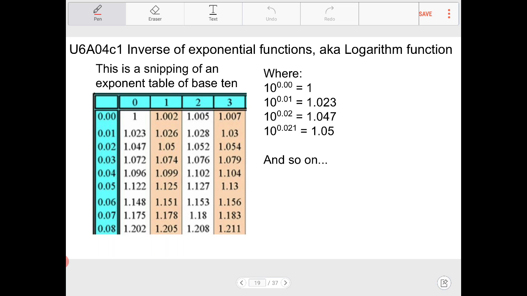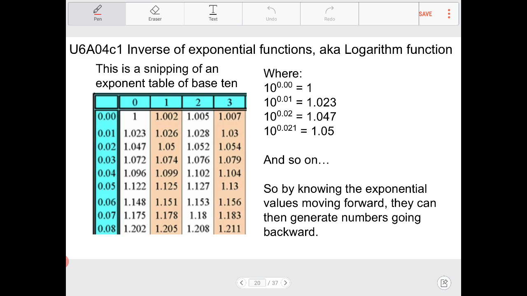10.021 is equal to 1.05, and so on. This is how you read the table. I'm not showing you the details of how to read the table, and there are a lot of steps and things you need to be aware of in order to use an exponential table as well as a logarithmic table. I'm not going to get into the details of that, but I'm just telling you a little bit about the history here. They've created these tables where people have found the exponential values.